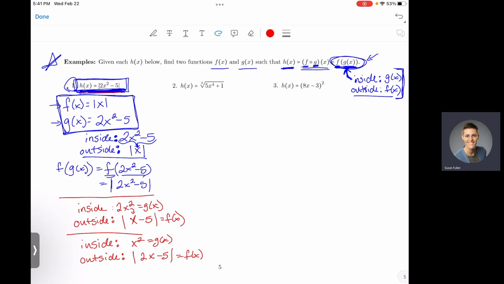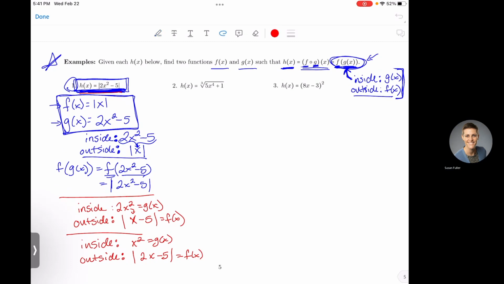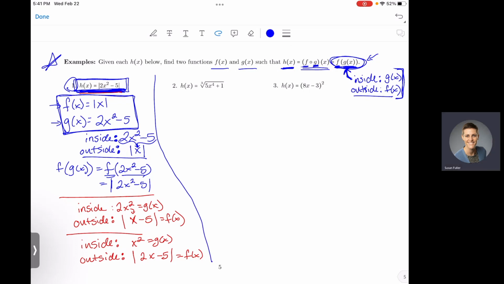Any of these will work. As long as your f and your g work together to create your h, Alex will accept any of them. You can absolutely do what your brain sees. There's not a single answer to these. So let's try number 2 and 3. I'm going to just give you one answer to these. Again, there's multiple answers here, so if your answer doesn't match mine, that's totally fine. As long as f and g work together, that's what's important.